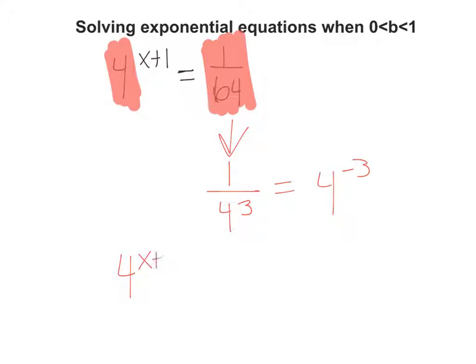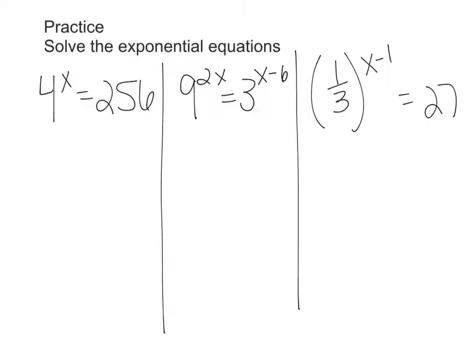4 to the x plus 1 is equal to 4 to the negative third. We can go ahead and set our exponents equal to each other. x plus 1 is equal to negative 3. Subtract 1 on both sides. x equals negative 4.